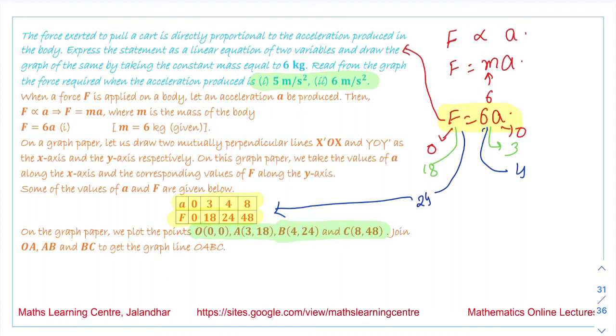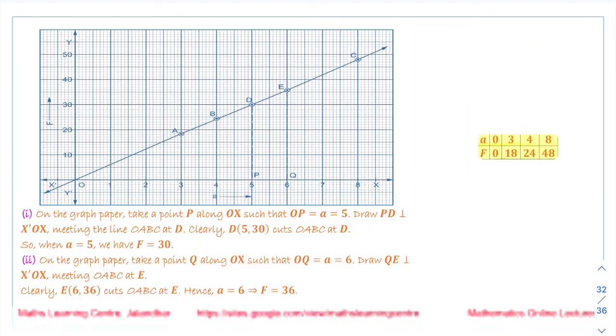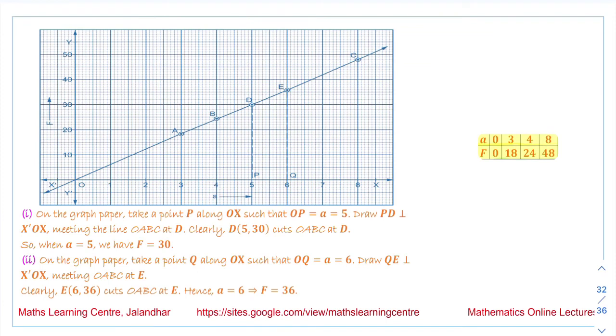We draw these points and we join these points to obtain a line that will give us the graph or the line of this particular equation. So this is shown over here. On the x-axis, we have taken the acceleration. On the y-axis, we have taken the force, and we have plotted these points on this graph.